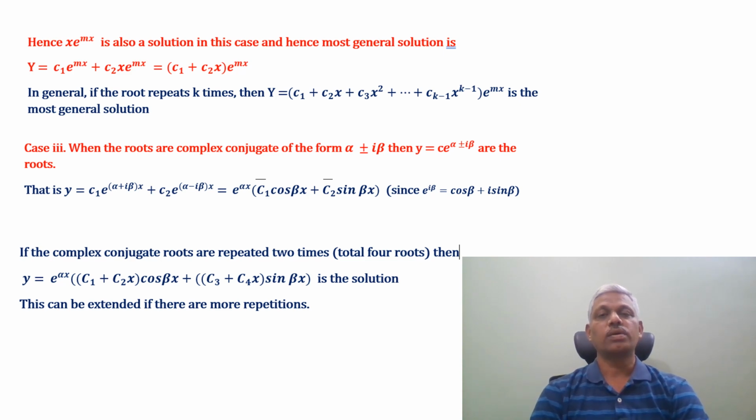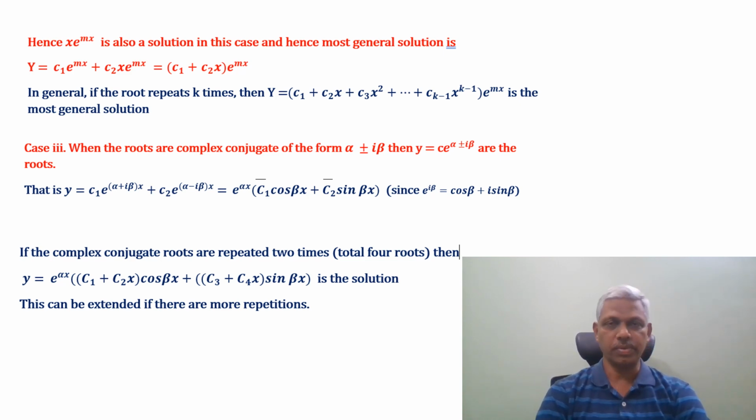Now, if the complex conjugate roots are repeated, in that case we'll have e power alpha x into (c1 plus c2x) times cos beta x plus (c3 plus c4x) times sin beta x as the solution if the complex conjugate roots are repeated. So this is how the three cases can be observed, and given any numerical problem, we can solve the algebraic equation, obtain the roots, and based on the three cases, we can write the solution.